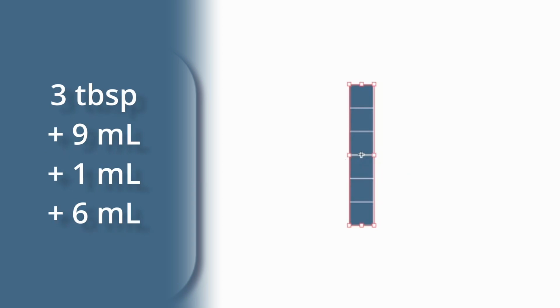3 tablespoons. All right. So now drag that. That's 2 tablespoons right there. And then 1 tablespoon right there. Boom. Perfect. Now 9 milliliters. First, we'll drag out a teaspoon because it holds 5. And for 9, we'd need 4 more milliliters.